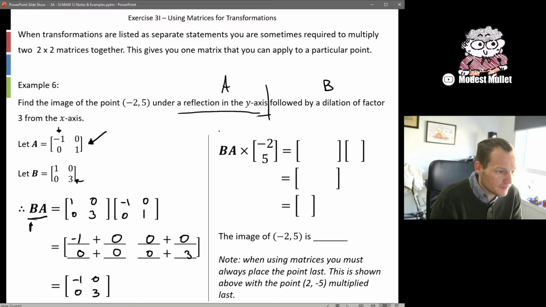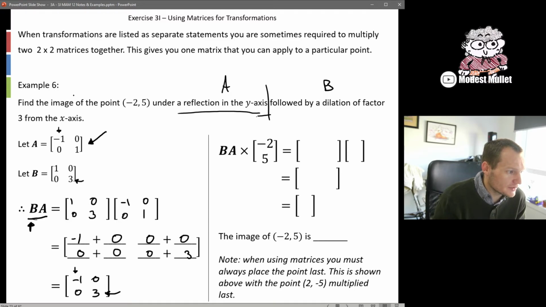If we think about it, reflecting the y-axis, well, the x-coordinate needs to be made negative, and we dilate by a factor of 3. So we could have intuitively put those together, but that's showing that that's where they come about. And that only works, though, if we change the order of the actual matrices.